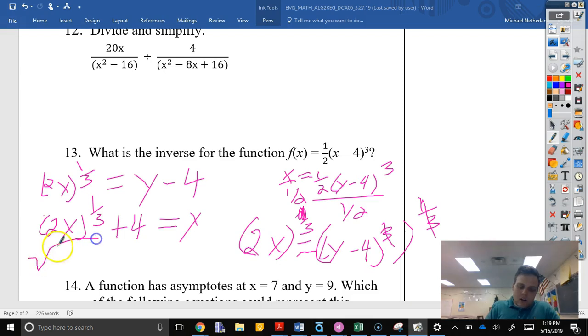1/3 can also be written as the cube root. So you could write the cube root of 2x plus 4. And then instead of writing y, you could write the notation for inverse, which is f raised to the negative 1 of x. So you could also write it like that. Okay, so let's move on to problem number 14.